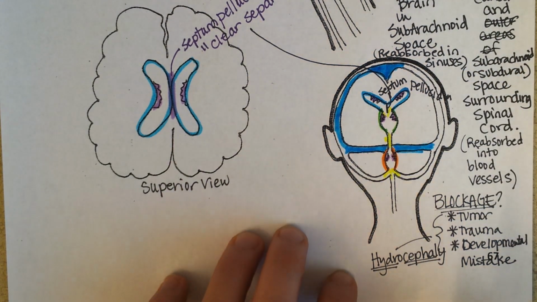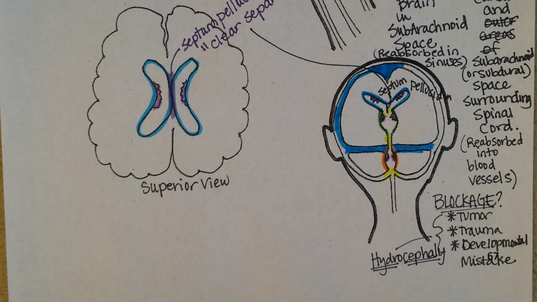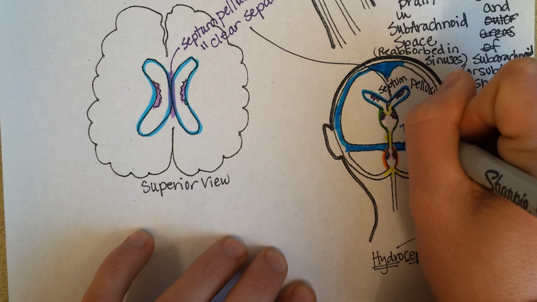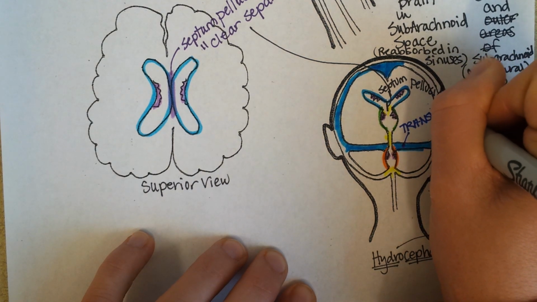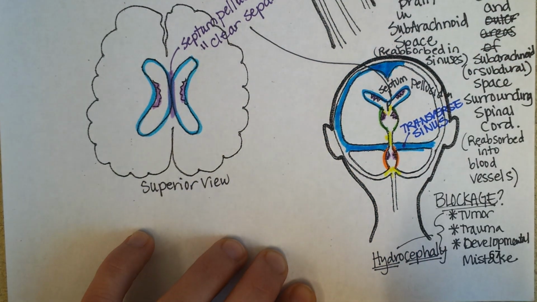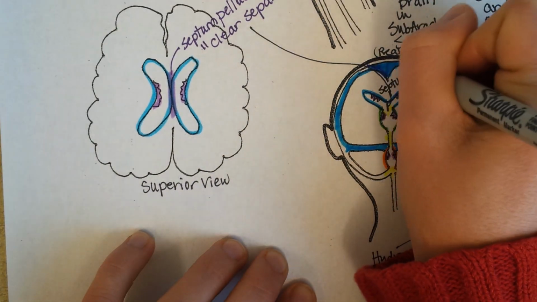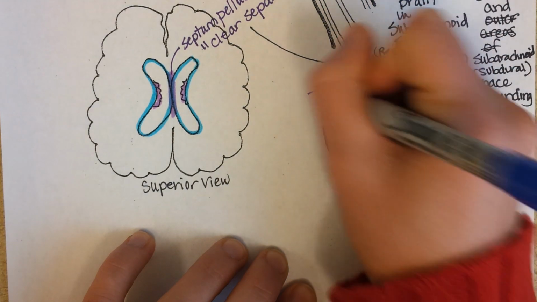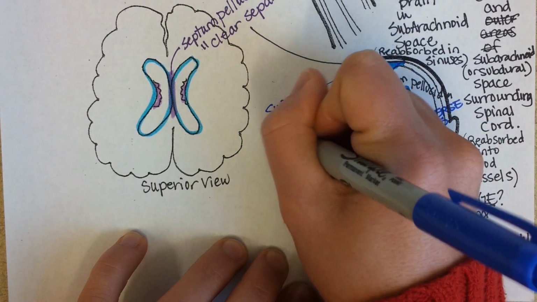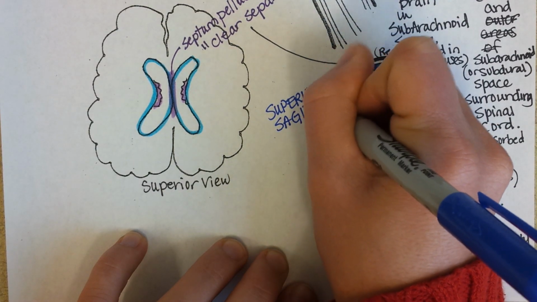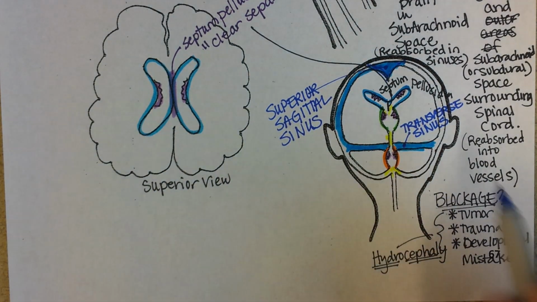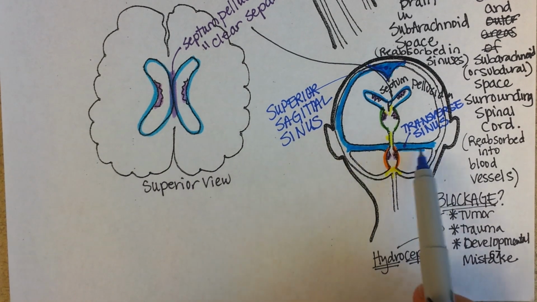And these transverse sinuses. So this is called the transverse sinus. And this part at the top, right through here, is called the superior sagittal sinus. So these are one blood-filled space up here, and then here and here.